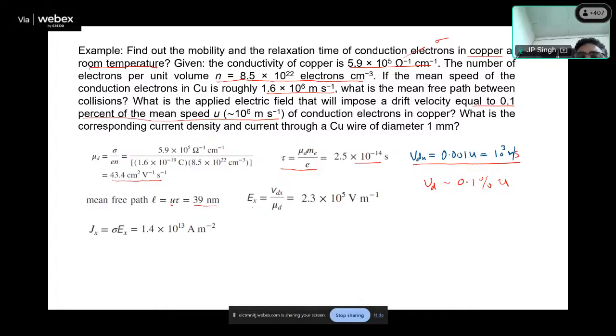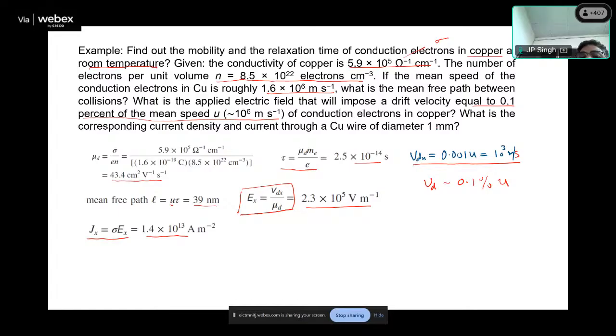Now what will be the electric field? You know that I can figure out the electric field by this relation. If I know the drift velocity, I can easily figure out, and it comes out to be 10 raised to power 5 volt per meter. This is a very huge number, a very high field. If I use this and figure out the current density, because sigma I know, it comes out to be around 10 raised to power 13 ampere per meter square.